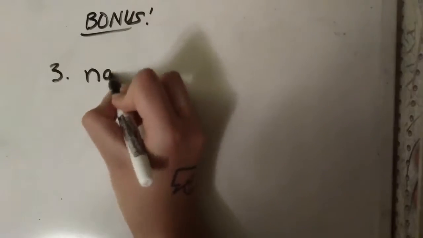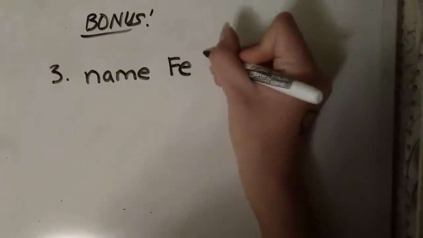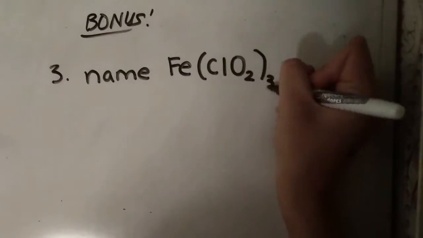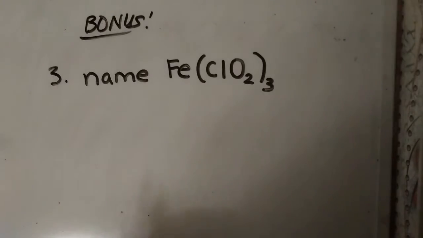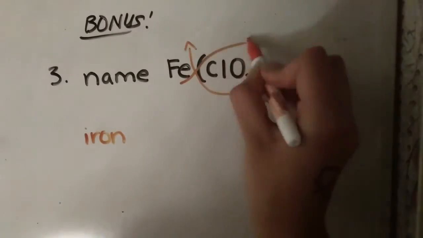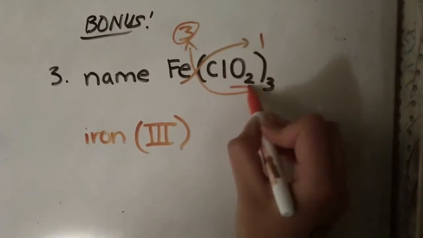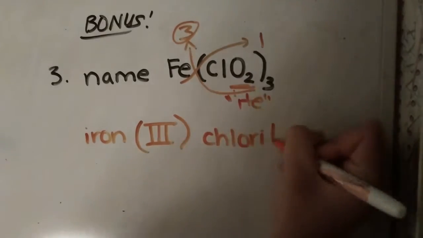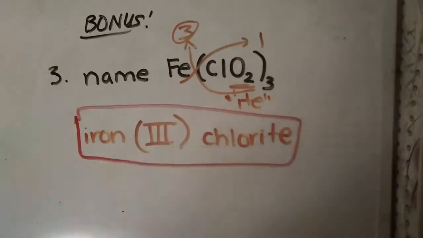3. Bonus question. Name Fe(ClO2)3. If you undo the crisscrossing method, you should get iron 3 chlorite. And that is our final answer.